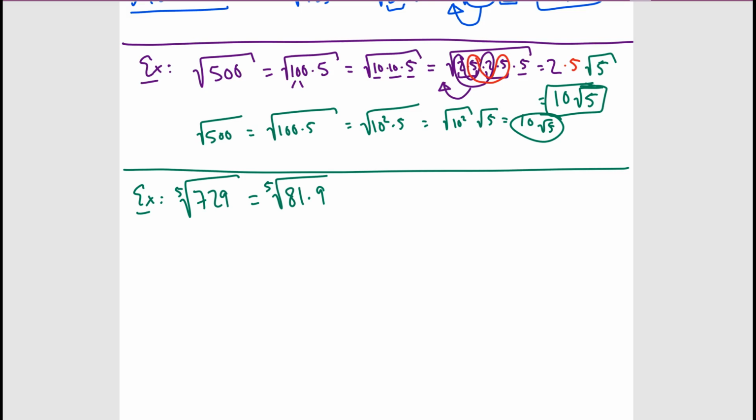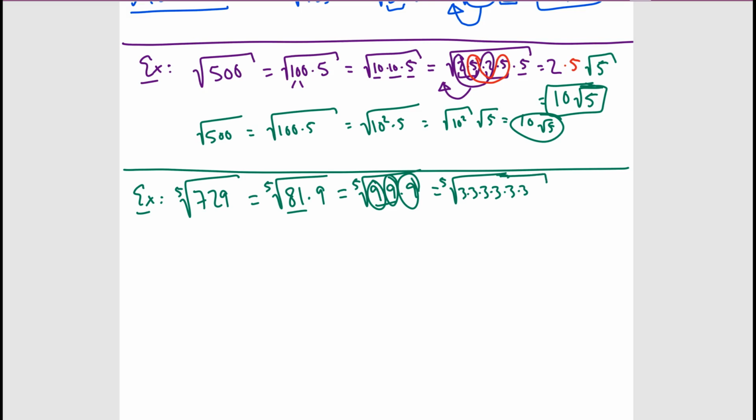Okay, so now let's continue decomposing. So 81 can be further decomposed as 9 times 9. That's going to give me that 81, and then I also have an extra 9. Okay, can I further decompose these 9s? Yes, I can. So this first 9 is going to be 3 times 3. This other 9 is going to be another 3 times 3. This other 9 is going to be another 3 times 3.